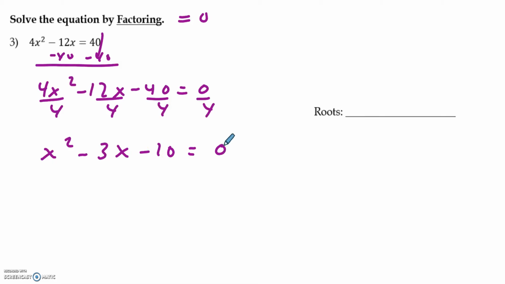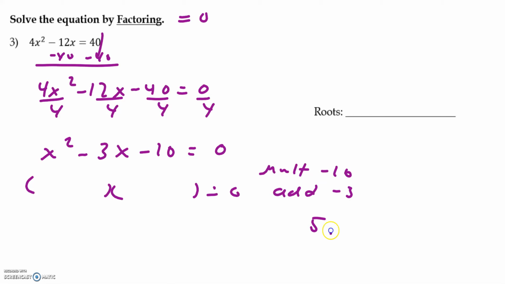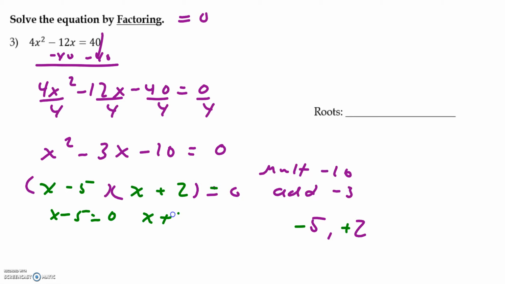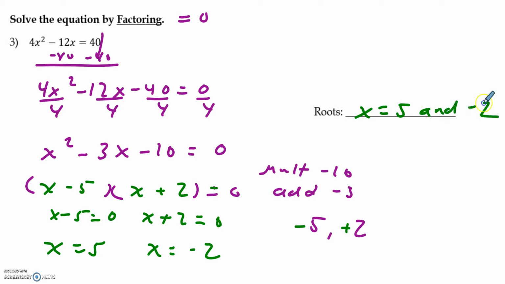And I could try to do this with the quadratic formula. I could try with completing the square, but I notice that this one does factor. The two numbers that multiply to be negative 10 and add to be negative 3 would be 5 and 2, specifically negative 5 plus 2. So I would have x minus 5, x plus 2 equals 0. When I set both parentheses now equal to 0, my two answers would be x equals negative 2 and x equals positive 5. No decimals this time because my answers are nice.